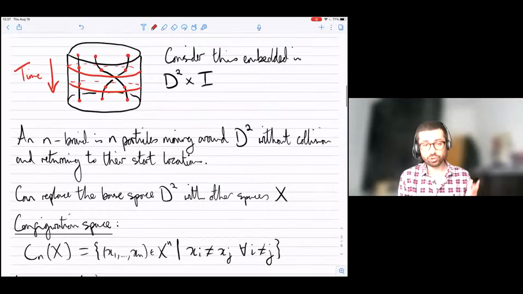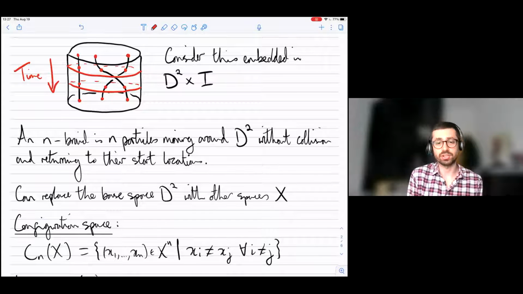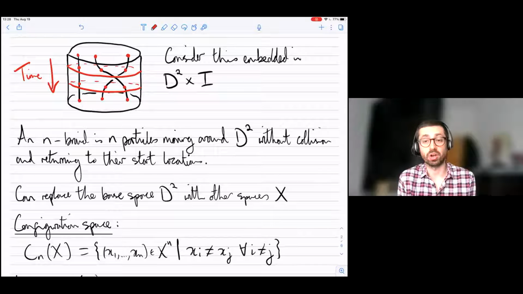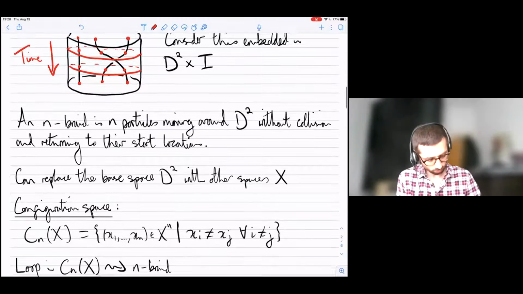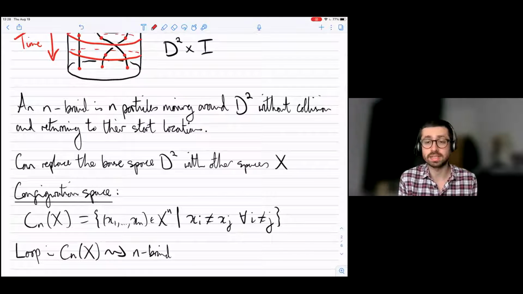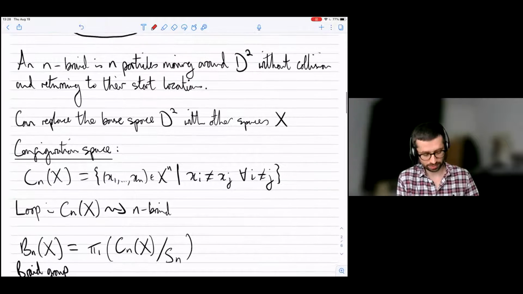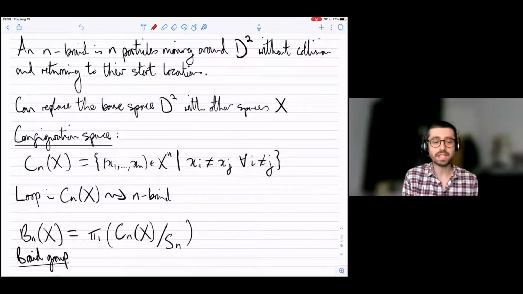One useful tool in this model of a braid is something called the configuration space, which is simply the space of all possible configurations of the n particles on your space X. So you take n-tuples of points in X such that no two of the points are the same, again because the strands of the braid don't intersect. In terms of the configuration space, an n braid is simply a loop in Cn of X. The next obvious step is to take the fundamental group of this, and this gives us our braid group.